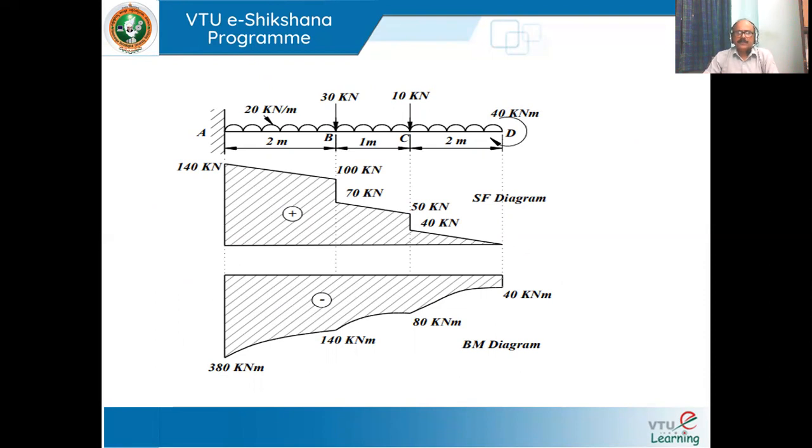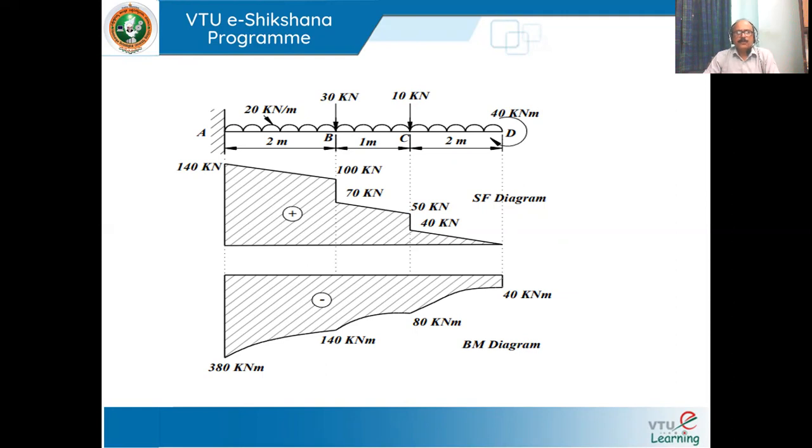So to start with, very close to A, that is after the loads and before fixed end A, I'll assume a section, and here I'll start from the extreme right. Again, we have to mark the salient points. It's up to us. I have marked A, B, C, D. At point D, I have a couple of 40 kilonewton meter. While drawing the shear force diagram, we need not consider that couple.